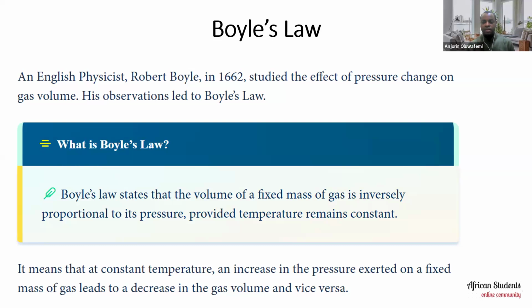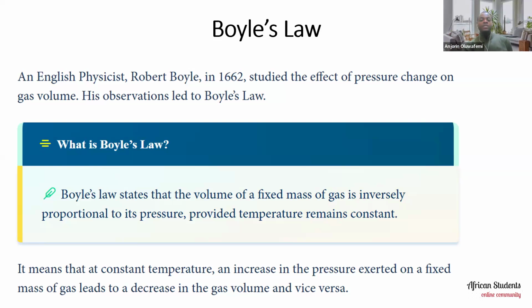remains constant. And these laws are very important, you should be able to state them accurately. So the volume of a fixed mass of gas is inversely proportional to its pressure, provided temperature remains constant. So it means that at constant temperature, an increase in the pressure exerted on a fixed mass of gas leads to a decrease in the gas volume, and vice versa, as the case may be. So it's an inverse relationship. That's basically what it is.